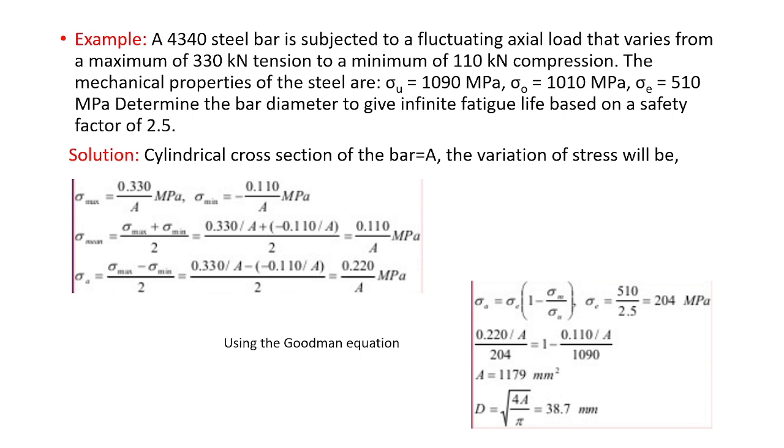After calculating all these values, we can incorporate them in Goodman's equation, where sigma A is equal to sigma E into 1 minus sigma m divided by sigma u. If we apply those values, we can find out the diameter. We get the area A equal to 1179 mm square. From that we can calculate the diameter, since it is a cylindrical cross section, area is equal to pi by 4 d square.